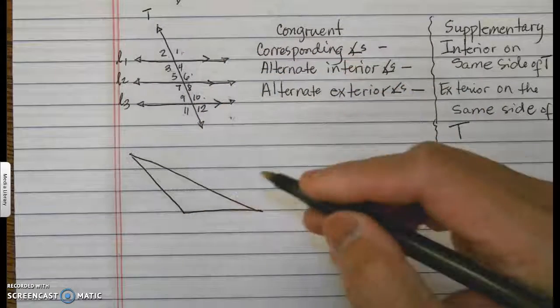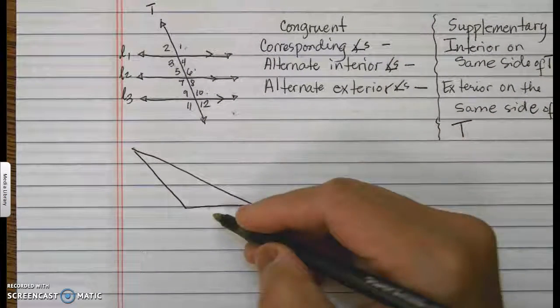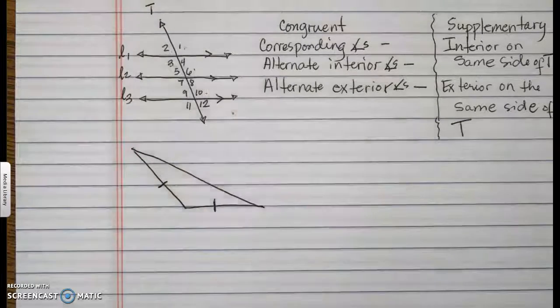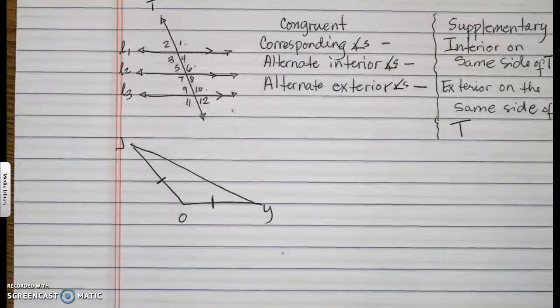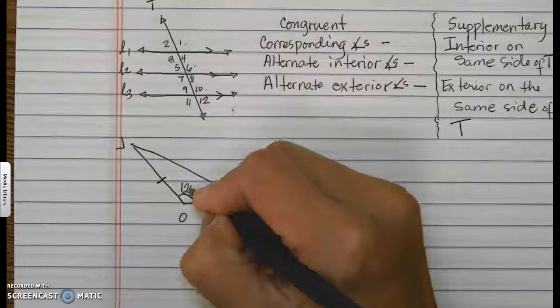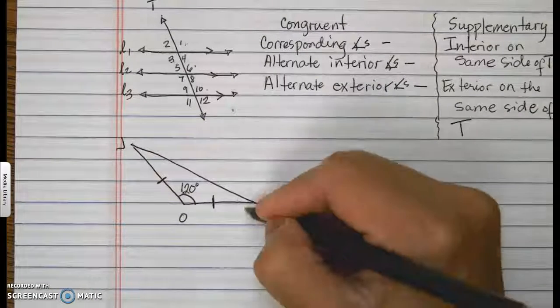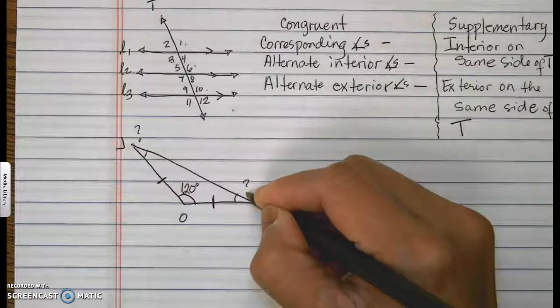Next one. I am so sorry. I did not mean to make it look like they're not. This is not isosceles. I want this to be isosceles. Okay. So, JOY. All right. Let's say this is 120 degrees. Your question is, how much will the base angle be?